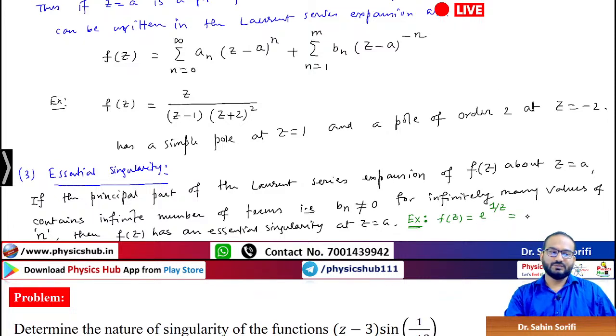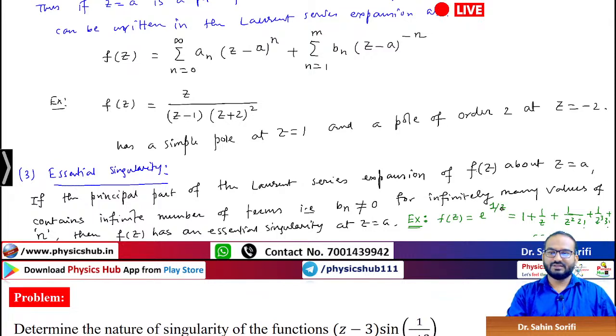So if you expand e to the power 1 by z, this is 1 plus 1 by z plus 1 by z square 2 factorial plus 1 by z cube 3 factorial plus dot dot dot up to infinity. So you can see it contains an infinite number of terms which have z in the denominator. It is like putting n equals 1, n equals 2, n equals 3, n equals 4. It will go up to infinity. So it contains an infinite number of terms in the principal series.